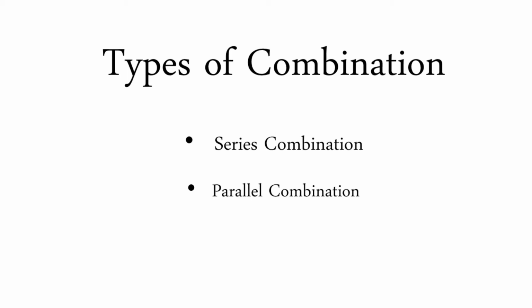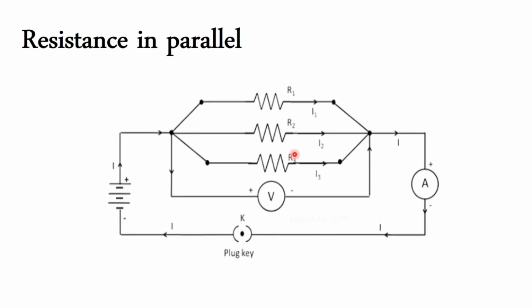So what is parallel combination? Suppose we are taking these three resistors joined in parallel combination. What is the meaning of parallel combination? It means that the current is divided into two or more paths. That is parallel combination.